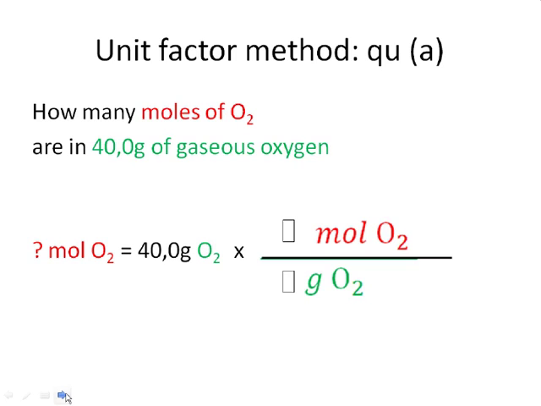Pause this video until you have answered this yourself. 1 mole of O2 has a mass of 32 grams. Therefore, our final answer is 1,25 moles O2 is the number of moles of O2 in 40 grams of O2.